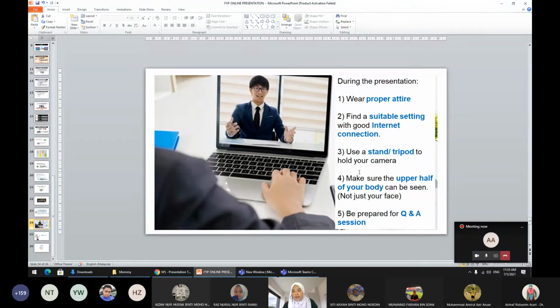Okay, so as I've mentioned just now, make sure the upper half of your body can be seen, not just your face. Dr. Ara doesn't want to see your muka setalam you. No, it has to be the upper half of the body, looking very ready. It is even better if you have a table in front of you so that you can play around with your gestures. Like that, you seem ready, you show that you are playing around with your gestures.